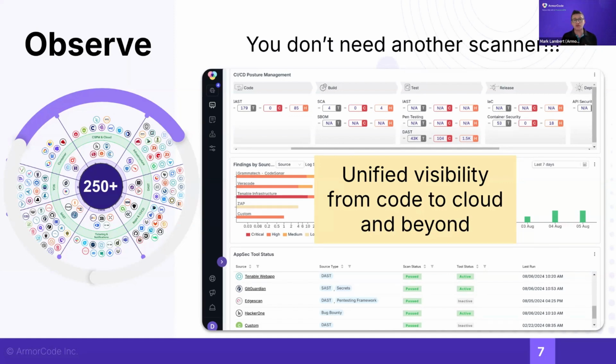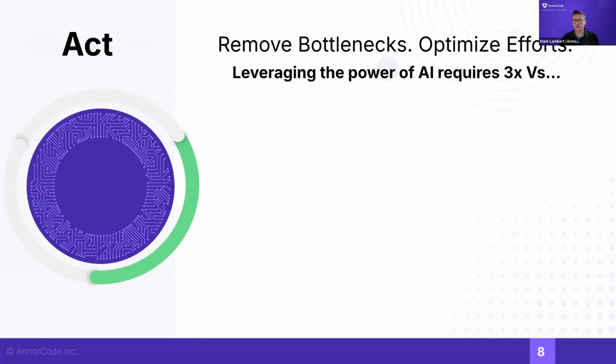And that's really what's driven those 250 plus integrations, the partnership that we've had with some of the great organizations that we're working with today. Every one of those 250 integrations has been driven by a customer request as part of engaging with ArmorCode. So once we've got the data in, we can now start to understand our security posture.